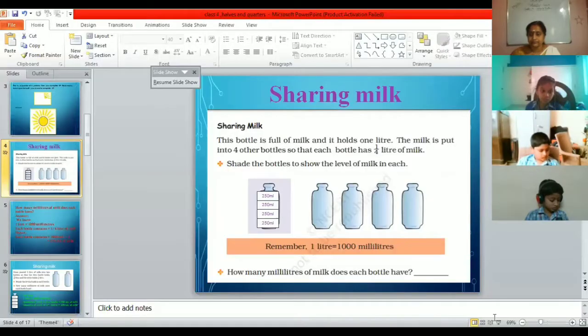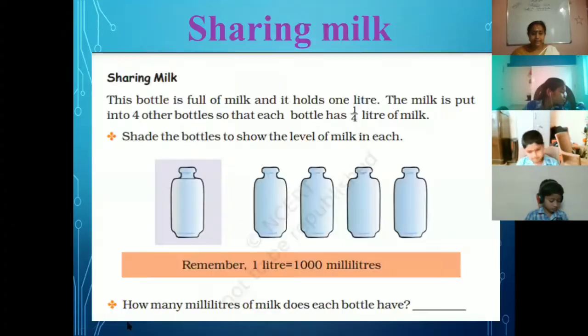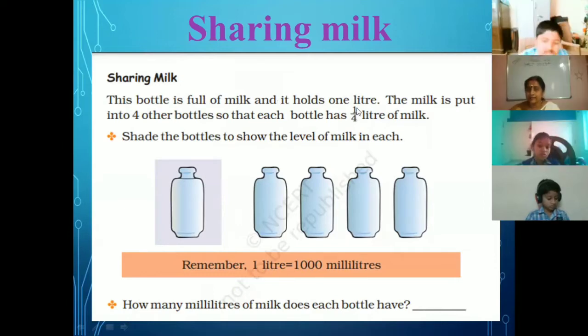Sharing milk. Okay, children. This bottle says full of milk. Only one bottle here. This bottle is full of milk and it holds 1 liter. The milk is put into 4 other bottles so that each bottle has 1/4 liter of milk. So shade the bottle to show the level of milk in each. So here, 1 liter.